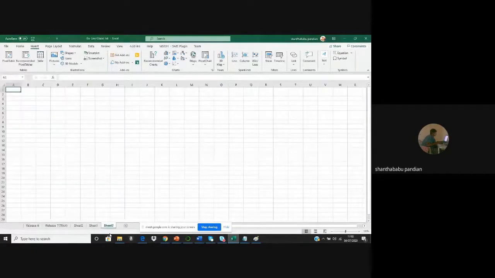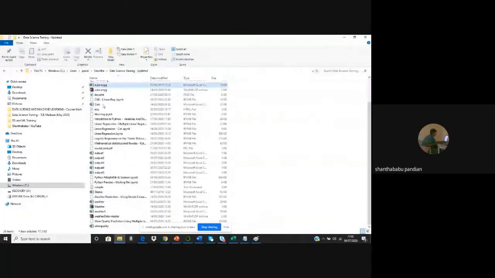Yeah, let me go with auto MPG, because drawing everything on the paint is really tedious. Yeah.